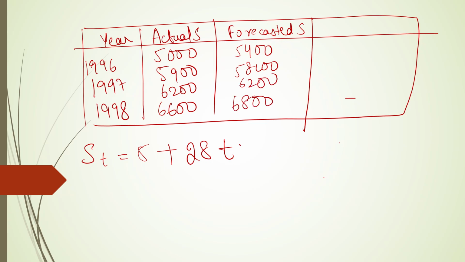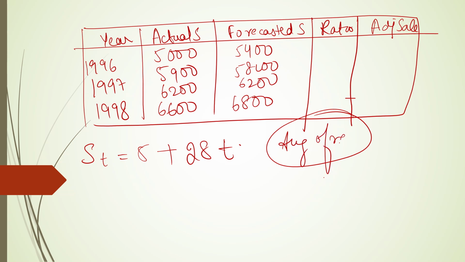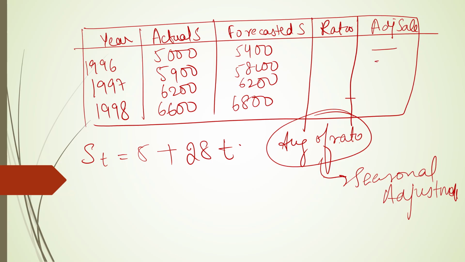Then your ratio will be your actual upon forecasted. This is the formula that we had studied, actual upon trend forecast. Then your adjusted sales: trend forecast multiplied by the seasonal adjustment. What is your seasonal adjustment? The average of ratios will be your seasonal adjustment. When you multiply that with your trend forecast, you'll get your values here. That's all. This type of question comes.